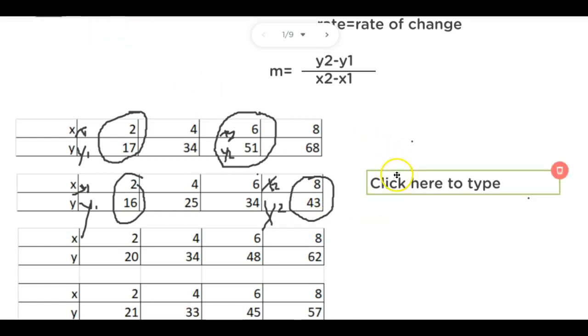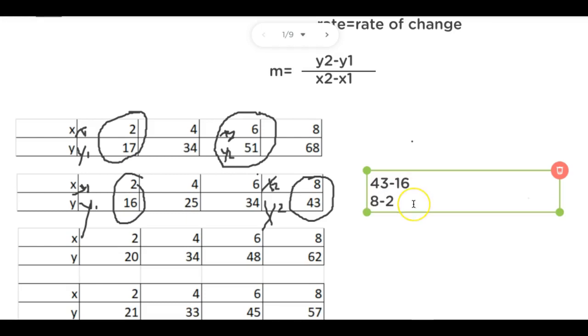So, what am I looking for? All right, so I'm going to set up my ratio real simple. 43 minus 16 over 8 minus 2. Whatever y you pick, you have to pick the corresponding x. What, it doesn't make sense. You can't pick 43 and 6. You can't pick 16 and 2.